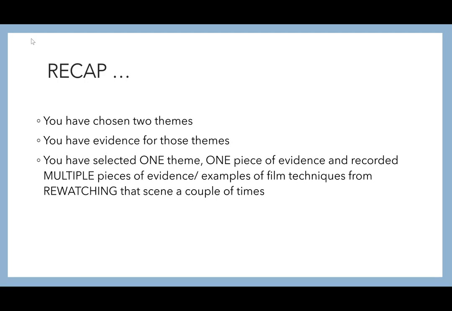All right, so today's lesson is the last lesson recorded around building themes and building our understanding of themes. So far, what we have done is chosen two themes. I've given you evidence for one of those themes. You've provided the evidence for another theme, and then you've selected one theme, one scene or piece of evidence. And then the idea is that already coming into this lesson, you have recorded multiple pieces of evidence or examples of film techniques from rewatching that scene a couple of times.